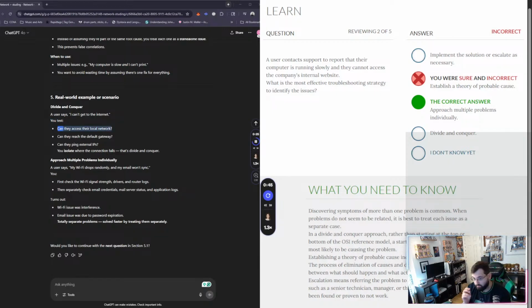You test. Can they access their local network? Can they reach the default gateway? Can they ping external IPs? You isolate where the connection fails. That's divide and conquer. Approach multiple problems individually.